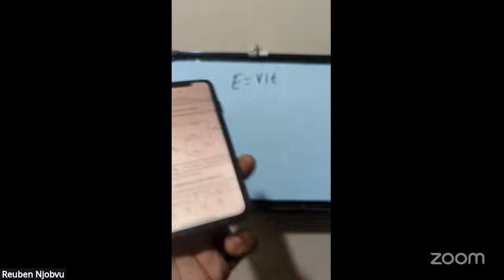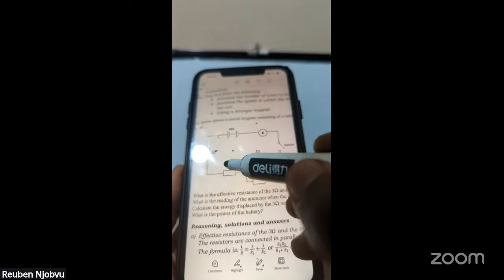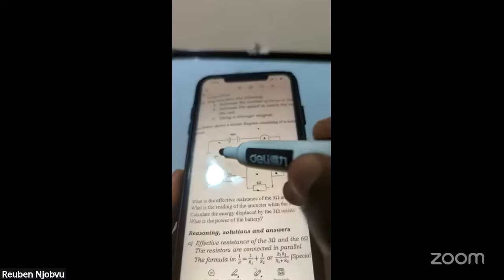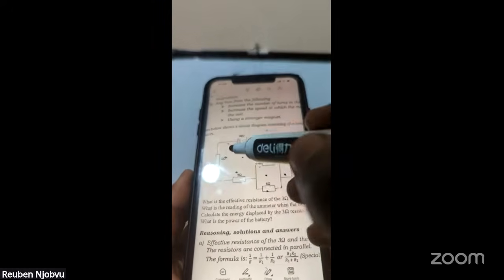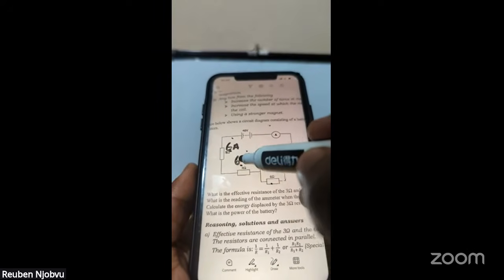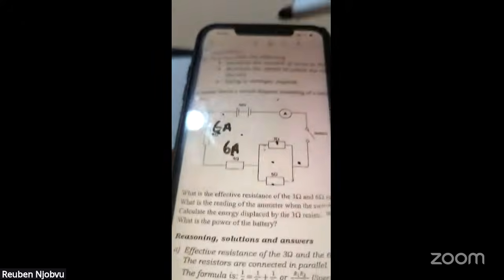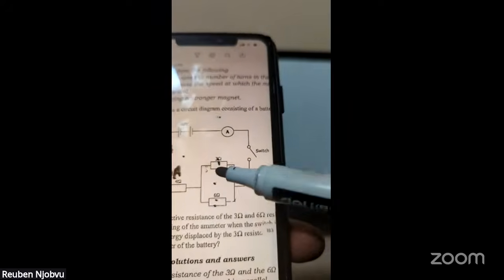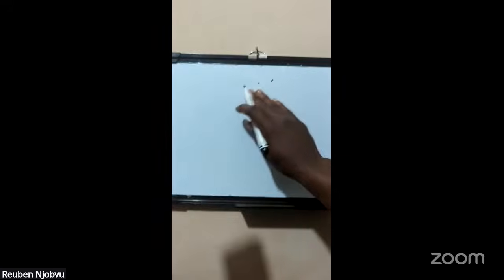So this is in series. This is in parallel. In series, the current is the same, meaning at this point there's 6 amps. At this point, there's also 6 amps. But in parallel, we said the current is different. So how do you find the current?